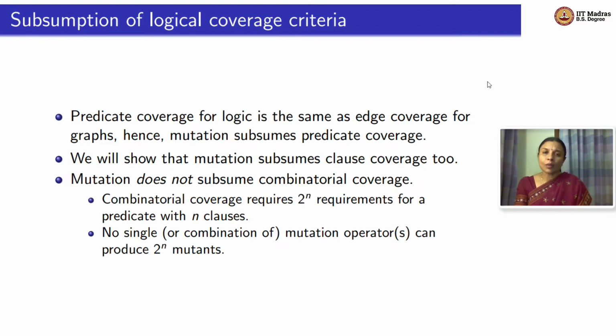So mutation testing subsumes predicate coverage and clause coverage in logic-based testing, and it also subsumes node and edge coverage in graph-based testing. Now you can ask, does mutation testing subsume all combinations coverage in logic-based testing? The answer is an easy no, because all combinations coverage tests for all possible true-false values of the various clauses, the entire truth table. That clearly cannot be mimicked by one or more mutation operators producing so many different mutants, much more than 2 power n mutants. We don't know how to do it.